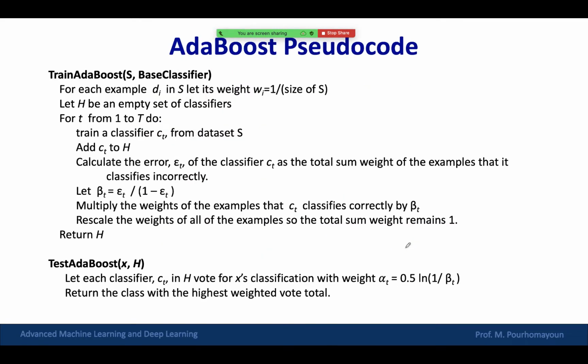This is a pseudocode for AdaBoost. There are different implementations, but the main idea is the same for all of them. So you can review the pseudocode later. I'm not going to ask you to implement AdaBoost, but I will teach you how to use, for example, Python libraries to use AdaBoost and XGBoost and so on for your problem. Because the best implementations of that are already available in those libraries.